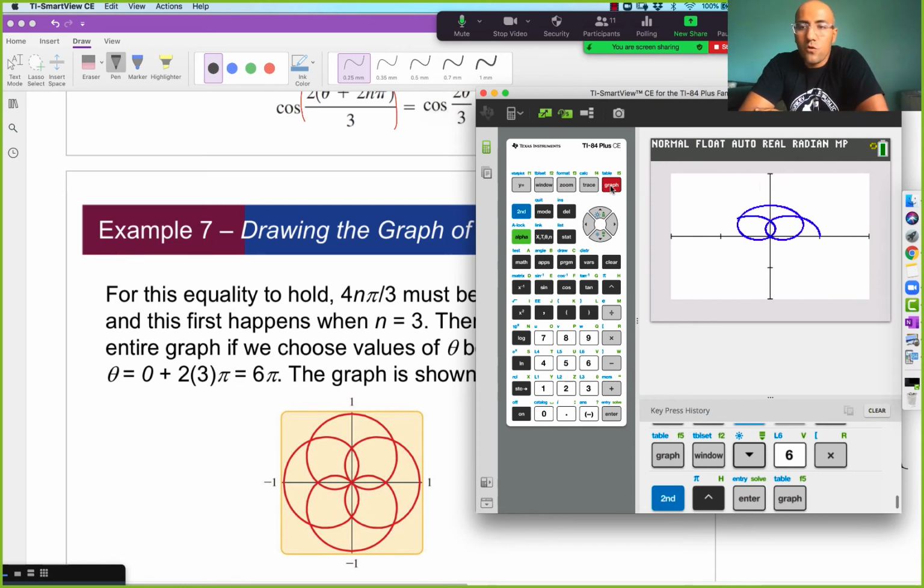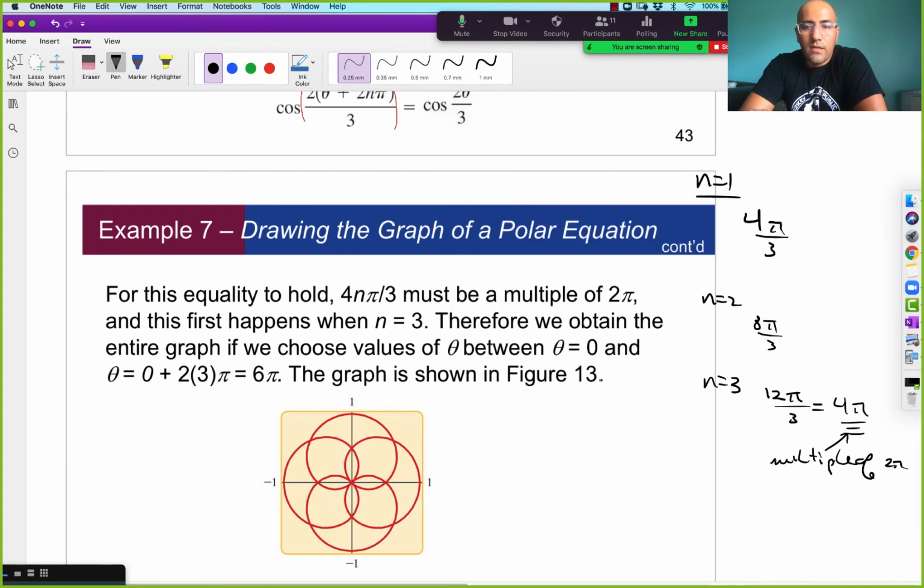There's no way that you would ever be asked to do this by hand. So you can see, these graphs get really, really complicated. And there it is. Any questions?